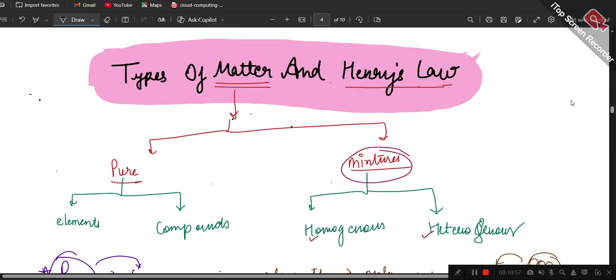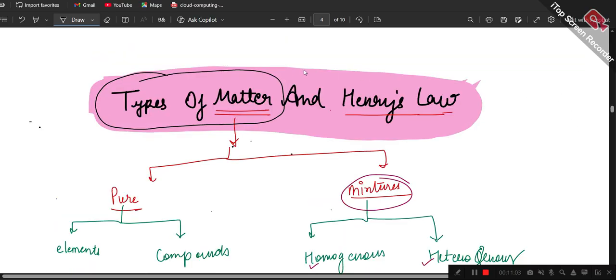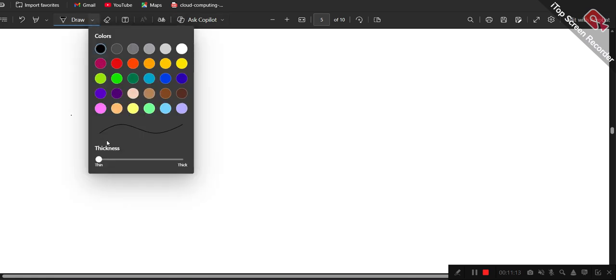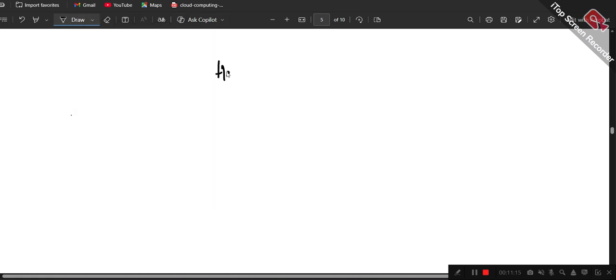That is, the types of matter, pure substances and mixtures, which we have studied, have been done. Now let us come to Henry's law. Now, very important, Henry's law, and oftentimes it's a confusing topic for many students. But I'm going to make it very easy for you. Don't worry. So we are going to see Henry's law.